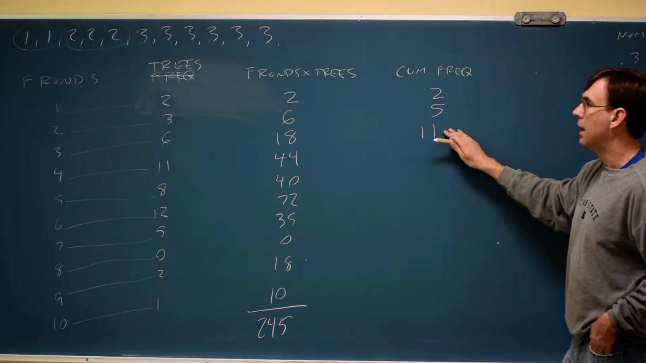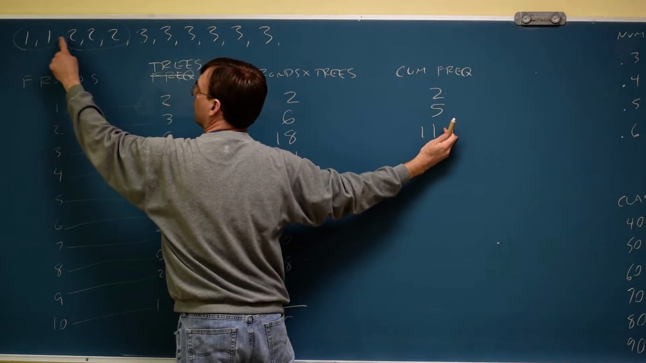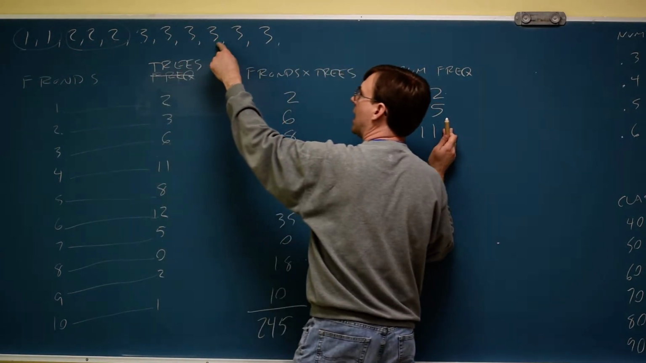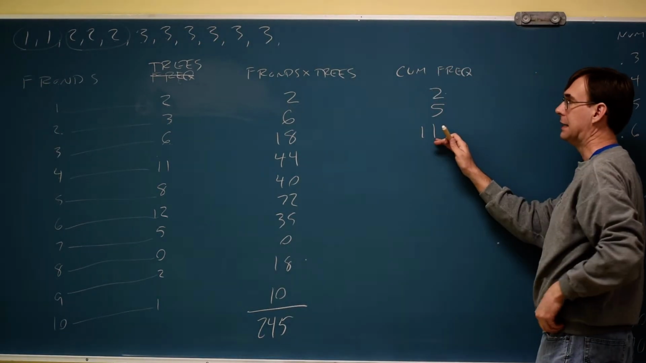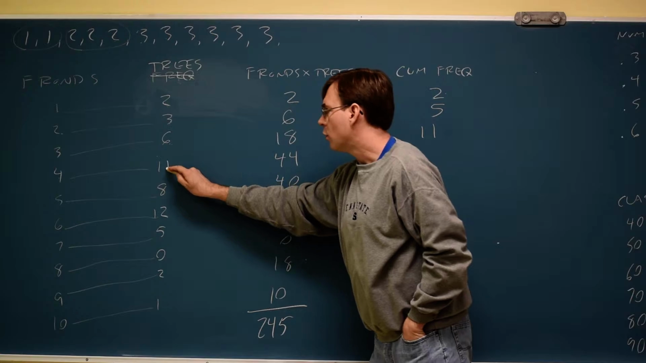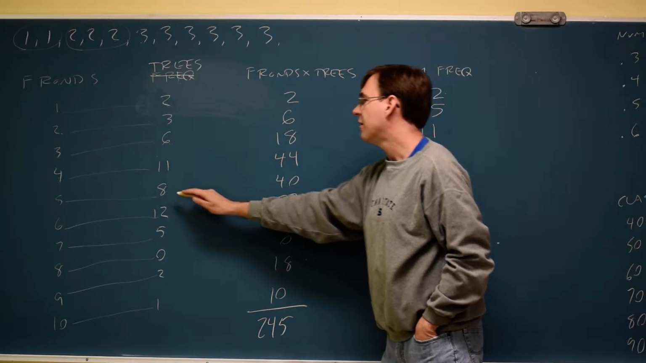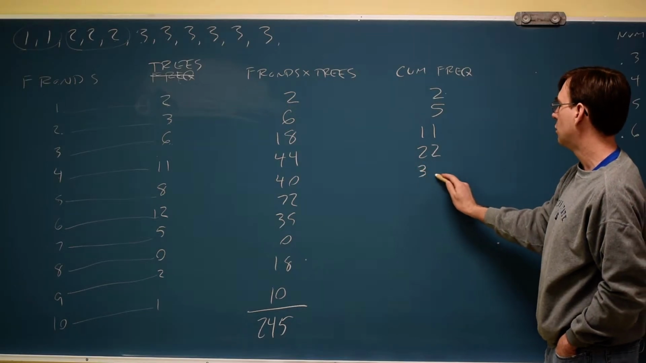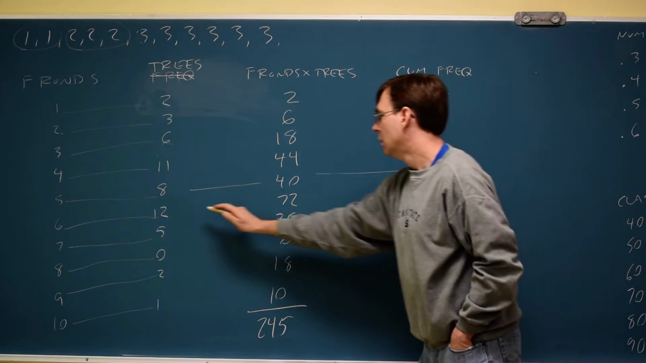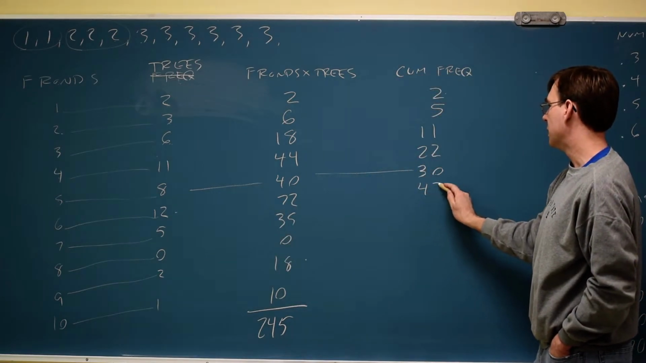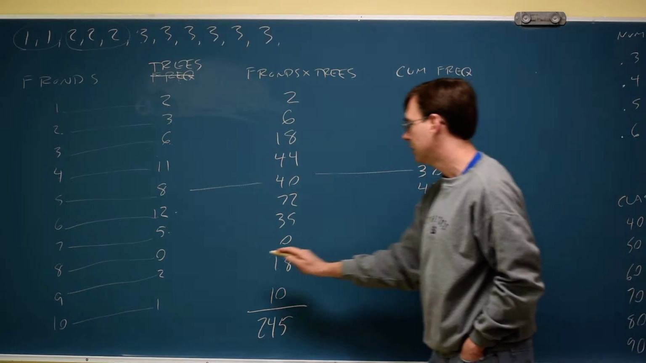We could see that in the list, and now my list is no longer helpful. But 1, 2, 3, 4, 5, 6, 7, 8, 9, 10. There's 11 trees when we run out of the 3s. 4s, there's 11 more. 11 and 11 is 22. 5, there's 8 more. 8 on top of 22 is 30. 12 more gets us to 42. 5 more gets us to 47.